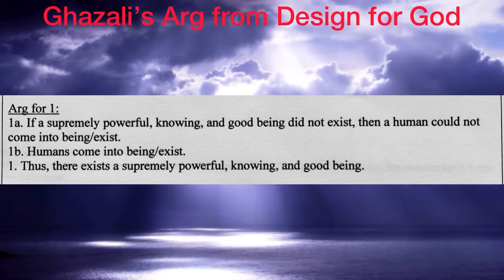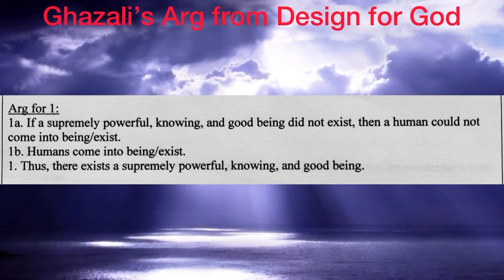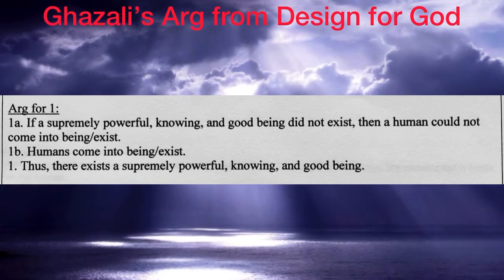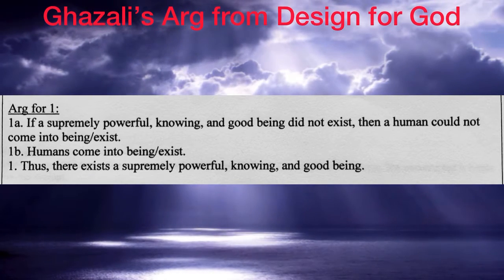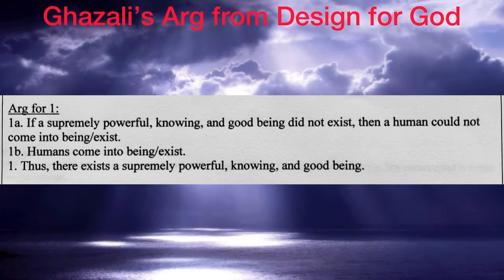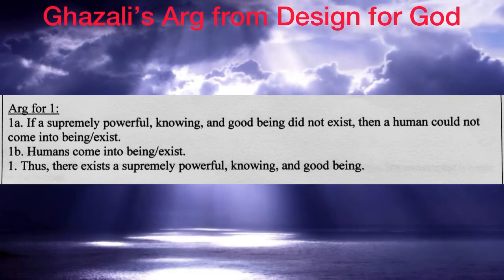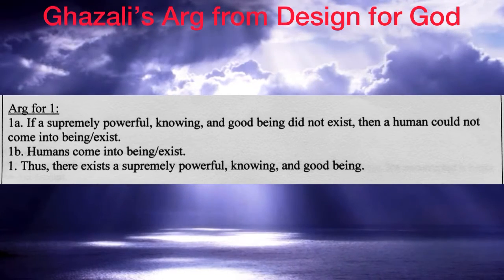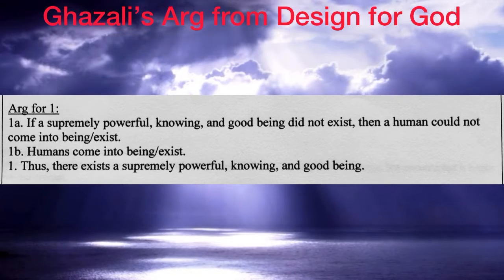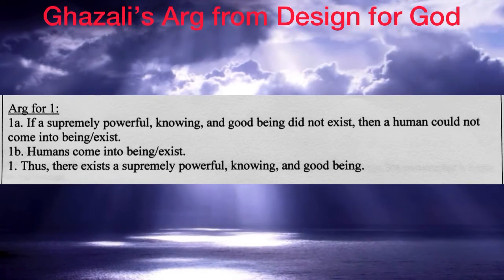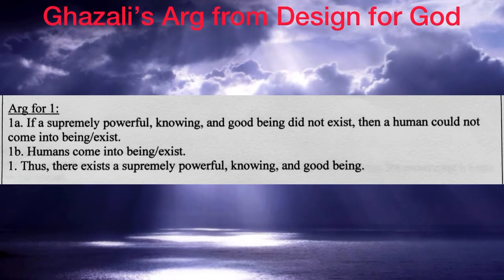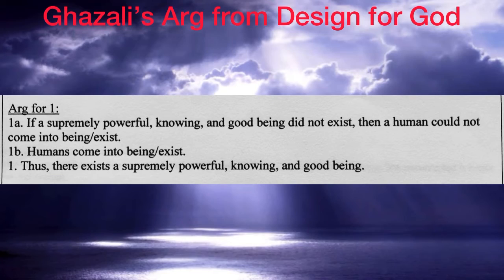So premise 1, remember, was the claim that there exists a supremely powerful, supremely knowing, and supremely good being. Ghazali argues for this claim as follows. Premise 1a: if a supremely powerful, supremely knowing, and supremely good being did not exist, then a human being could not come into being or exist. 1b: but humans come into being and exist. Therefore, 1, there exists a supremely powerful, supremely knowing, and supremely good being.